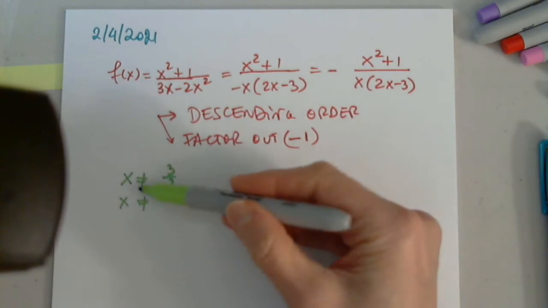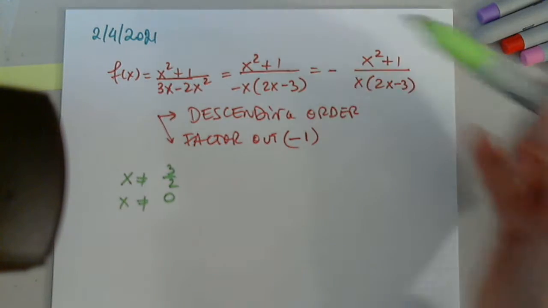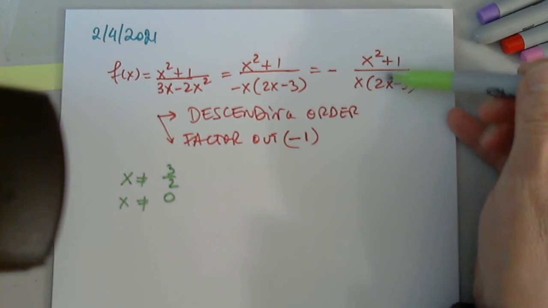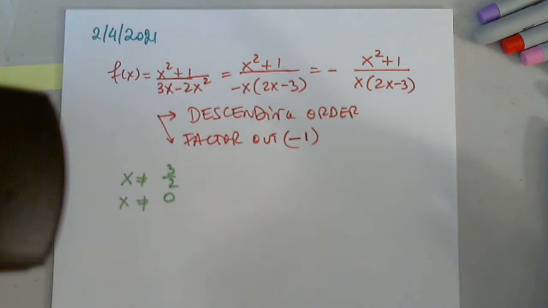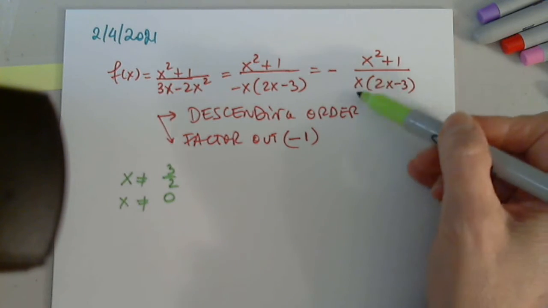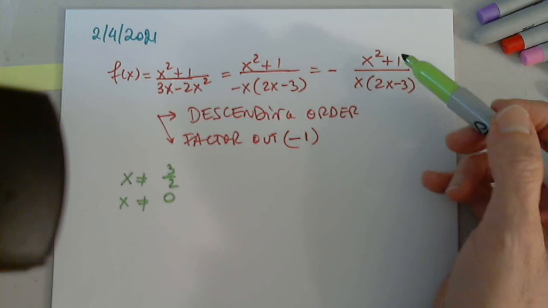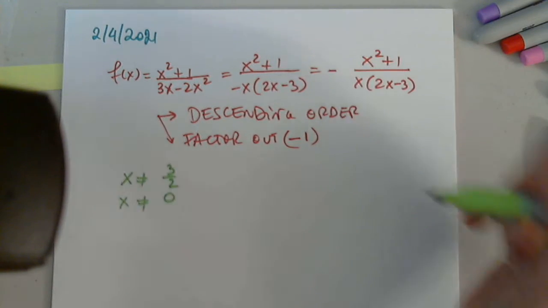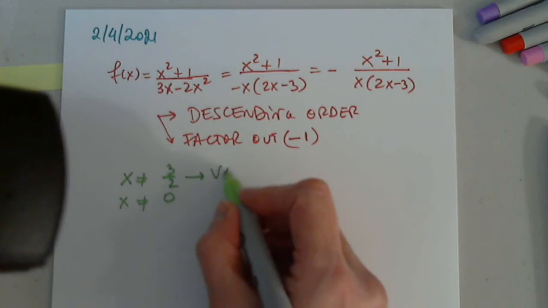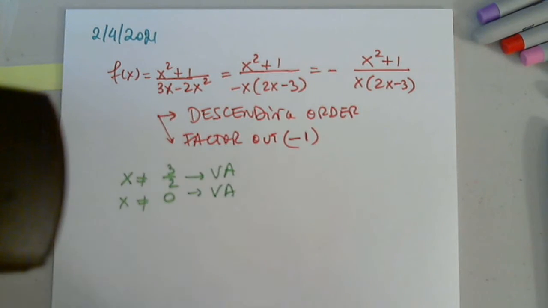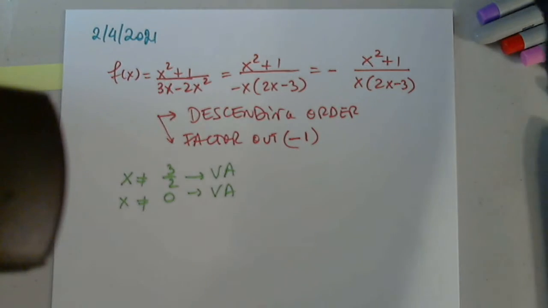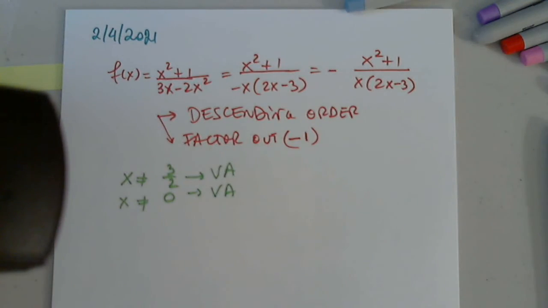So since these two, 2x minus 3, does not cancel out with a factor of 2x minus 3 from the top, we know that, and x does not cancel out, simplify with a factor from the top. Would you agree, everyone? Yes. Okay. Then these must be vertical asymptotes. No question about it. They don't disappear. The factors don't disappear. So they have to be vertical asymptotes.